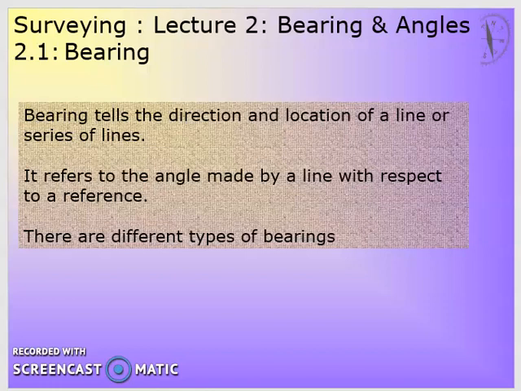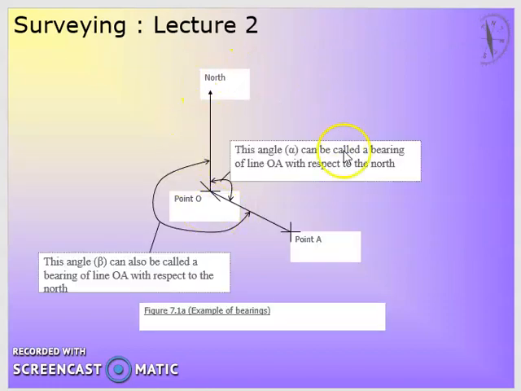It refers to the angle made by a line with respect to a reference, and there are different types of bearings. If you look at this figure, it shows you one particular method for the identification of a bearing of a line. In this particular method, we use the north as our reference line. So that is our reference line, and if we have a line called OA, that means we start from O and we go to A, then the reference line is drawn from the starting point of our line.